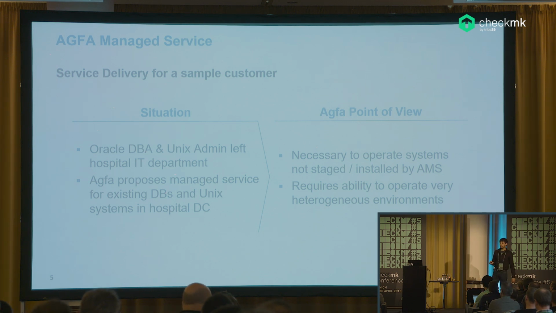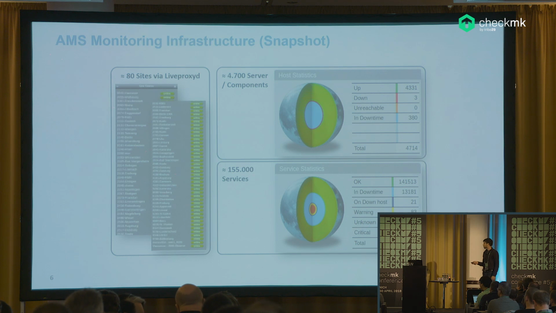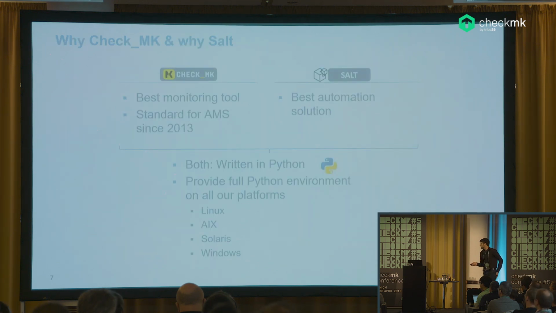This means that we're working in a very heterogeneous environment because we didn't stage them, and they don't always come from one hand. So what's our infrastructure? Currently we have 80 sites connected in the German-speaking area, 4,700 servers, and 155,000 services. So that's just some background.